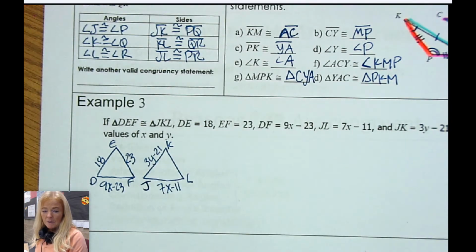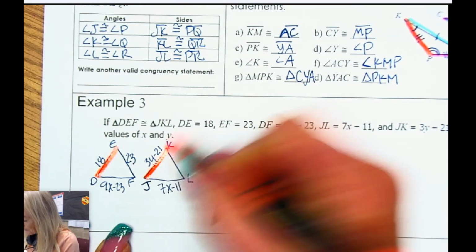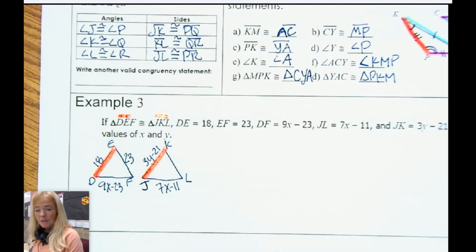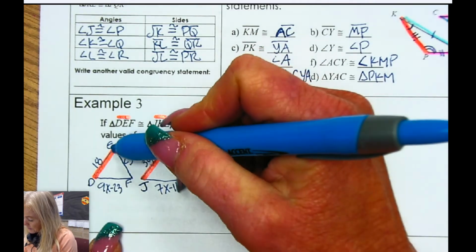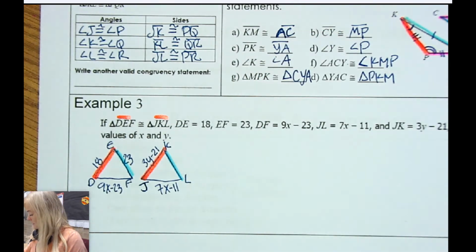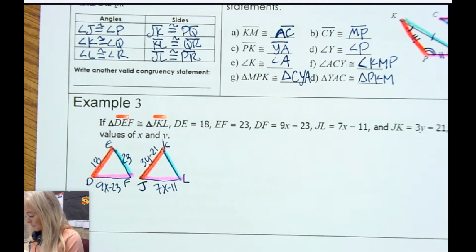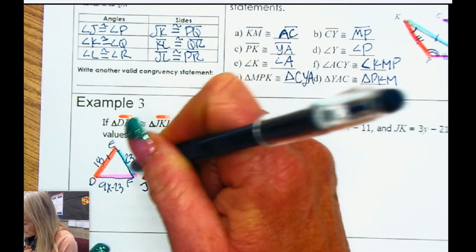All right, so once you've labeled them all, another thing you can do that might help you out a little is to color code or mark the sides that are congruent. DE, first and second position, JK, first and second position of the congruent statement, so I know those are congruent. Also, EF, second and third, is going to be congruent to KL, second and third. And then lastly, we have DF, and it's going to be congruent to JL. So if you mark those appropriately, then you can see which sides are congruent to which sides.